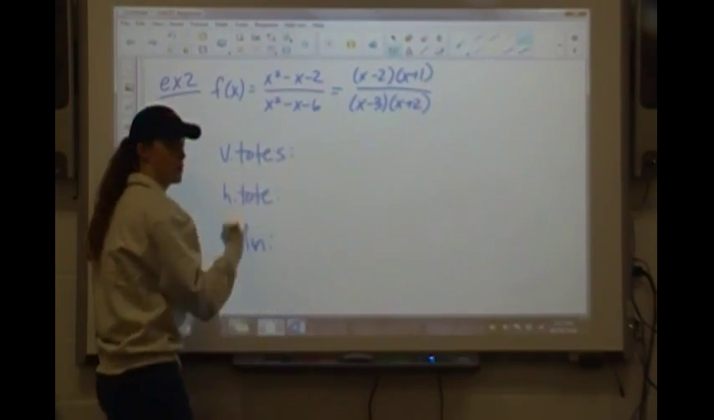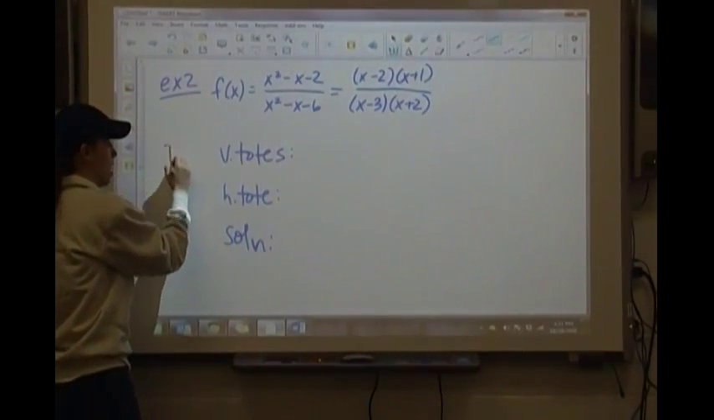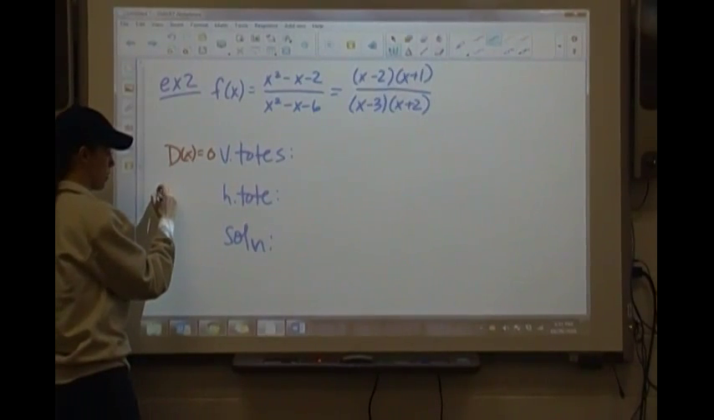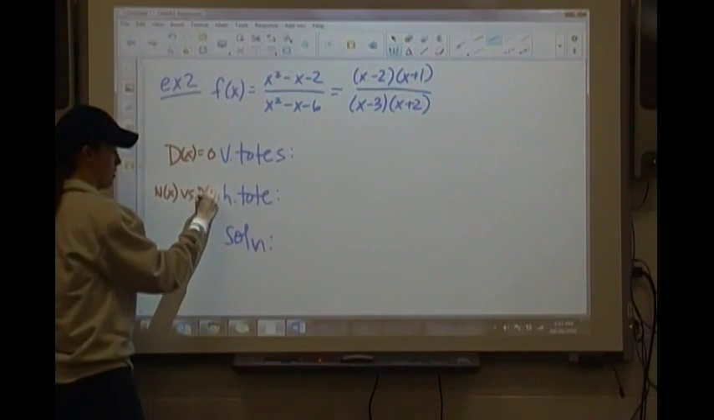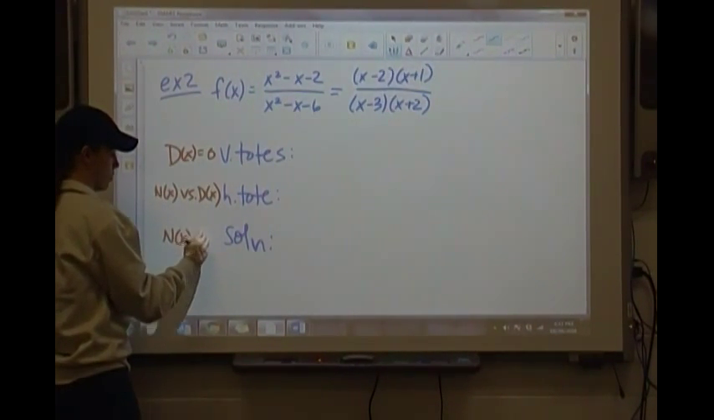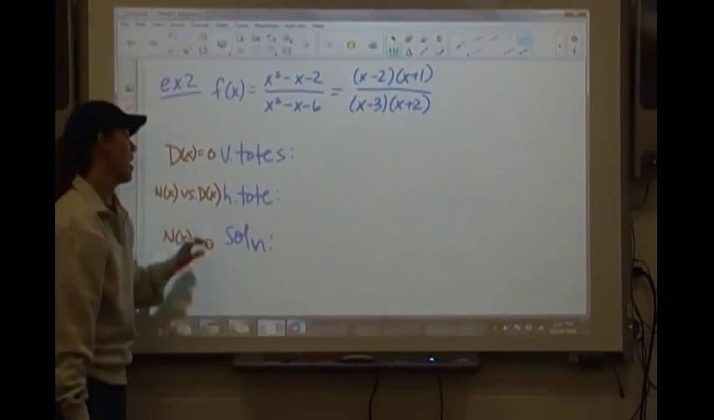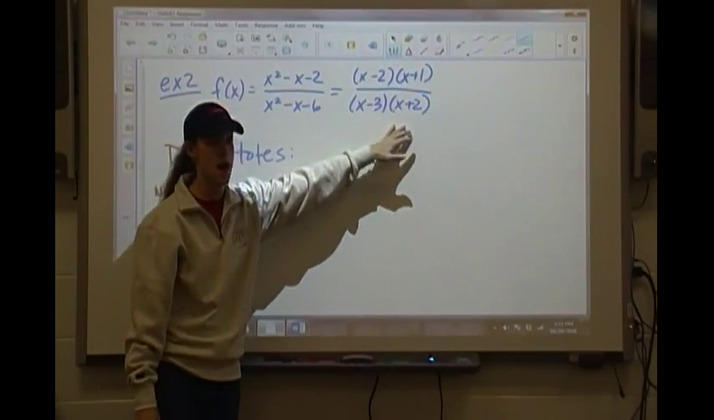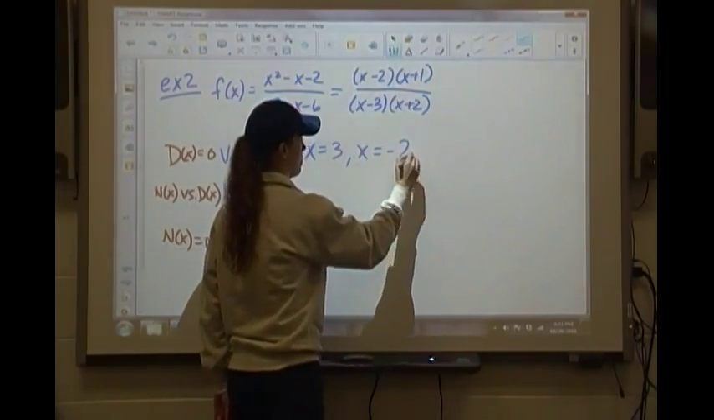So remember, our vertical asymptote is found when we set the denominator equal to 0. The horizontal asymptote is the comparison of the numerator versus the denominator. And our solution is going to be the numerator set equal to 0. In looking at this problem, setting the denominator equal to 0 gives us two vertical asymptotes, one at 3 and one at negative 2. So x equals 3 and x equals negative 2.